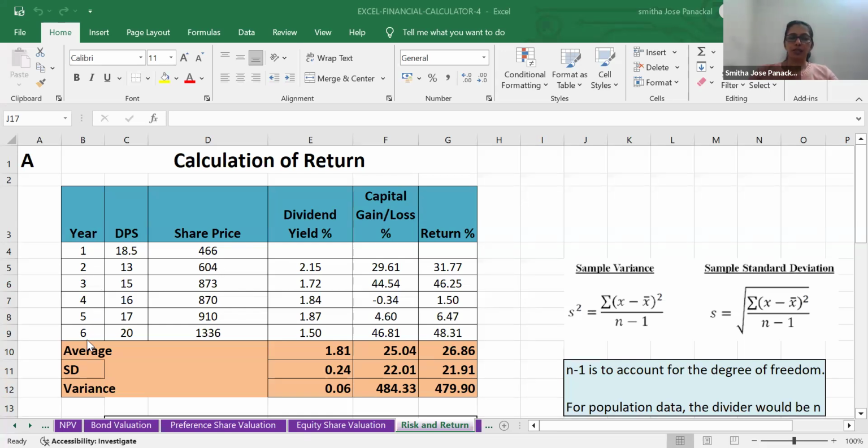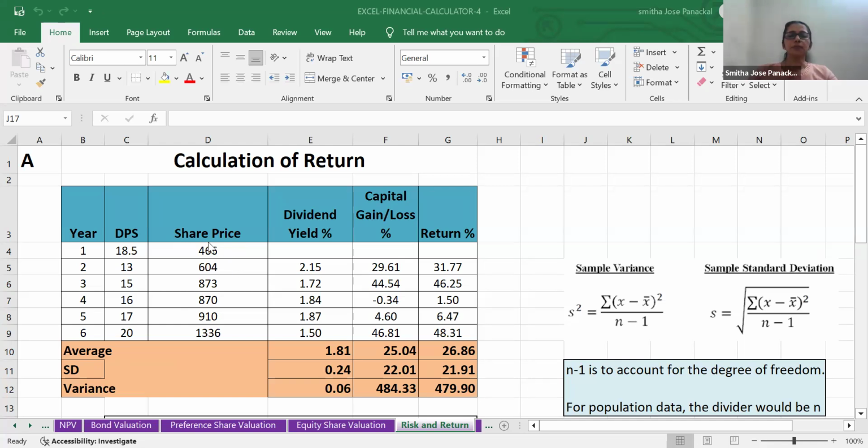The first column is 6 years. What do you mean by this 6 years? You are holding that share for 6 years. It is your long-term investment. And the second column is about dividend per share. DPS means dividend per share. You are earning 18.5 as dividend in the first year. Is it a percentage, ma'am? No, it's not a percentage. 13 you are getting in the second year, 15 in the third year, 16 in the fourth year, like that. Sixth year you're getting 20. It can be in whatever currency, rupees or dollars, it's not a percentage.